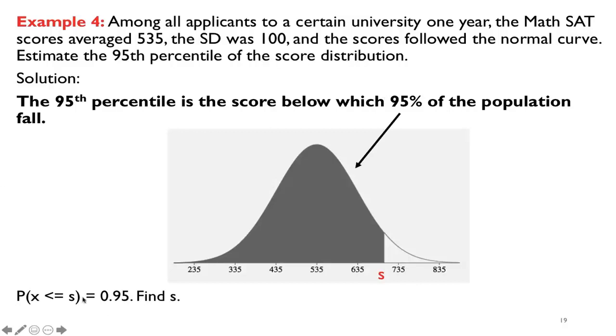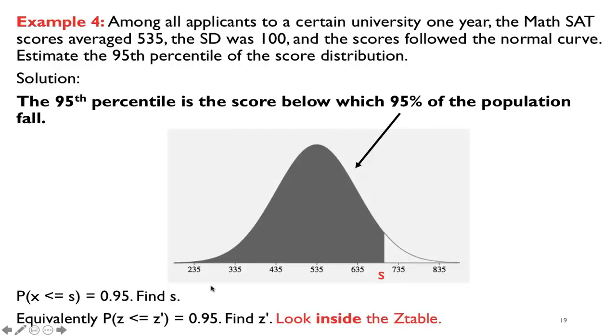Okay, so I want to know this. What is my S, my score, so that the percent of people who score below that is 95%. So I'm trying to look for S. So notice this is the opposite problem as before, because before I know S and I'm looking for the percentage, but now I know the percentage. I kind of have to backtrack and find the score.